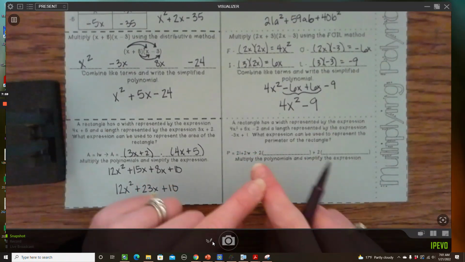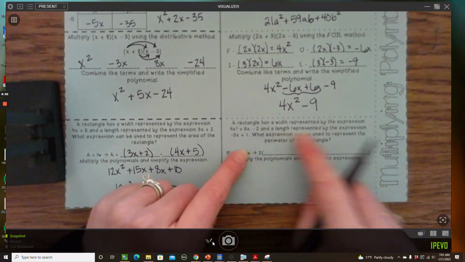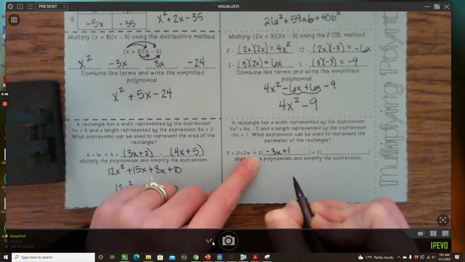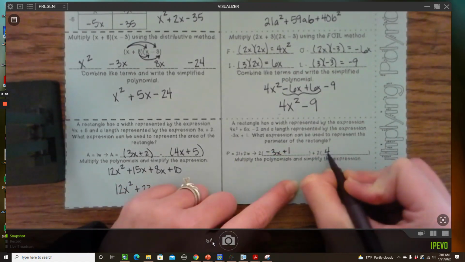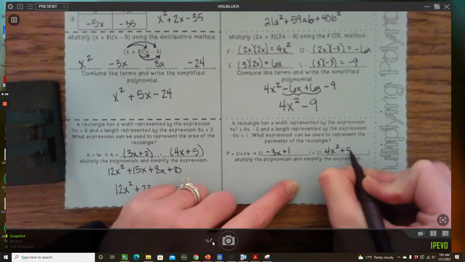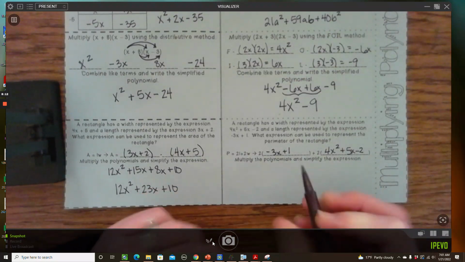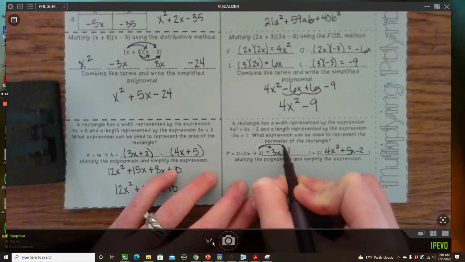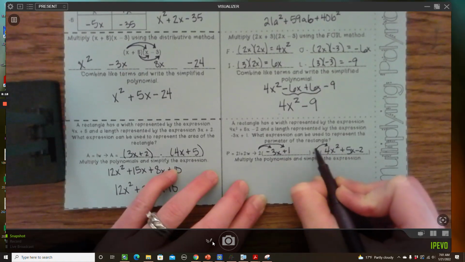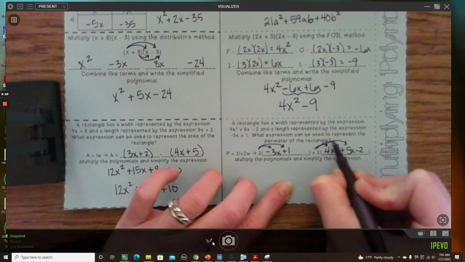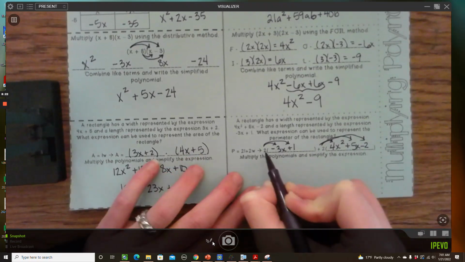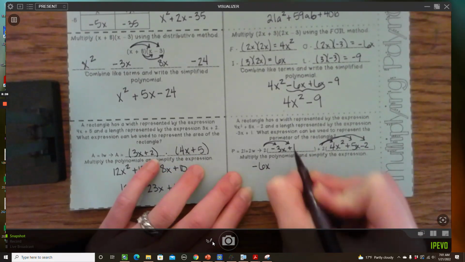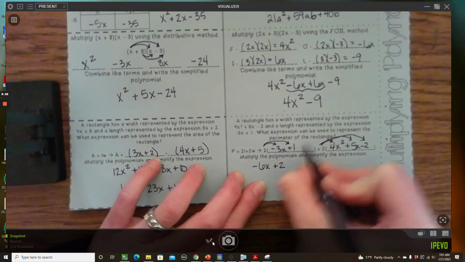So 2 times the length. The length is represented by negative 3x plus 1, and the width is represented by 4x squared plus 5x minus 2. So the first thing that I want to do here, I want to distribute these 2's out. That's the very first step that I am going to take. Okay, 2 times negative 3x is a negative 6x. 2 times a positive 1 is a positive 2.